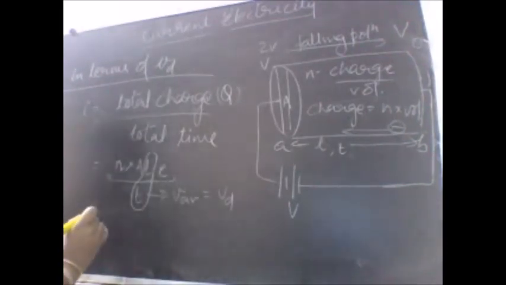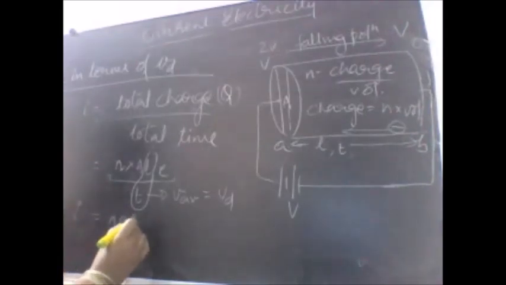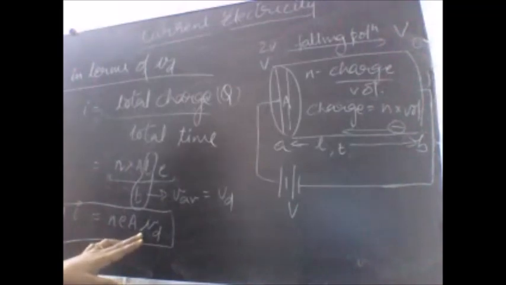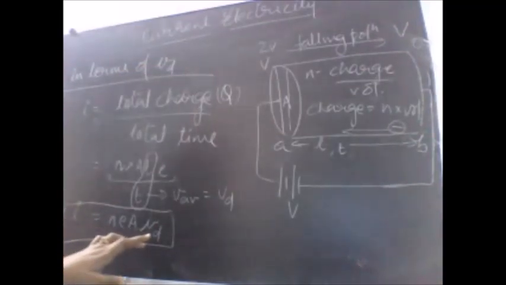So what does the formula become? This formula becomes NEA VD. This is a very important formula, children. I is equal to NEA VD. At times a 2-marker question is there in the board exam to derive a relation between current and drift velocity. So this is the formula. I is equal to NEA VD.